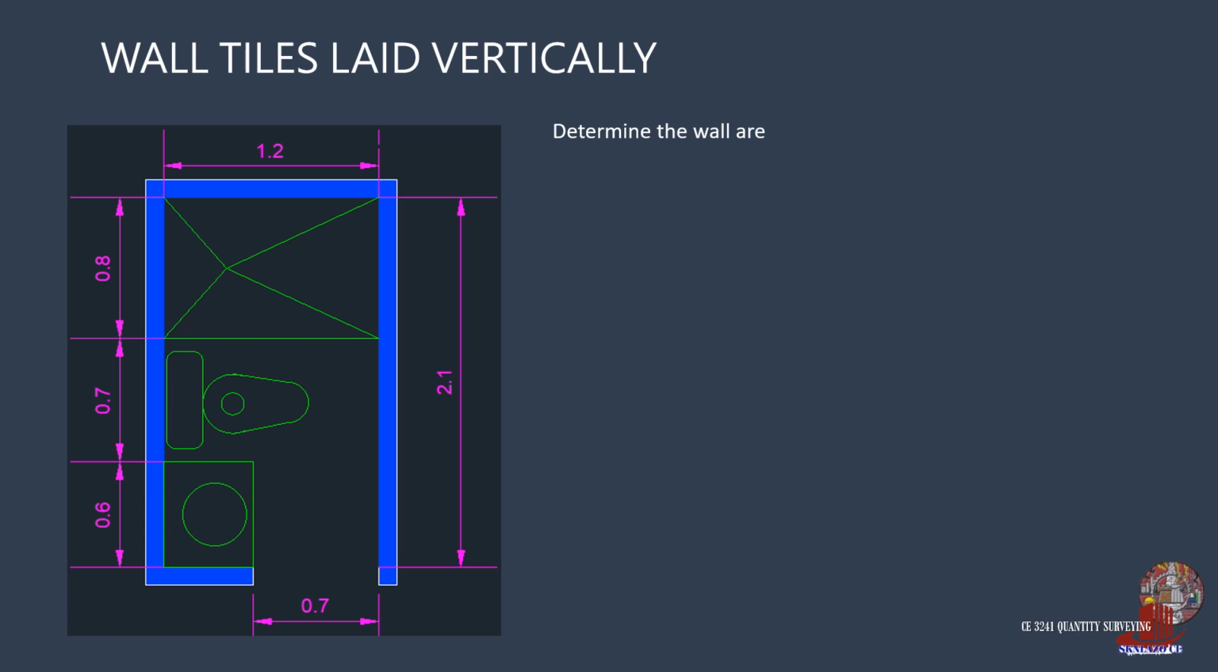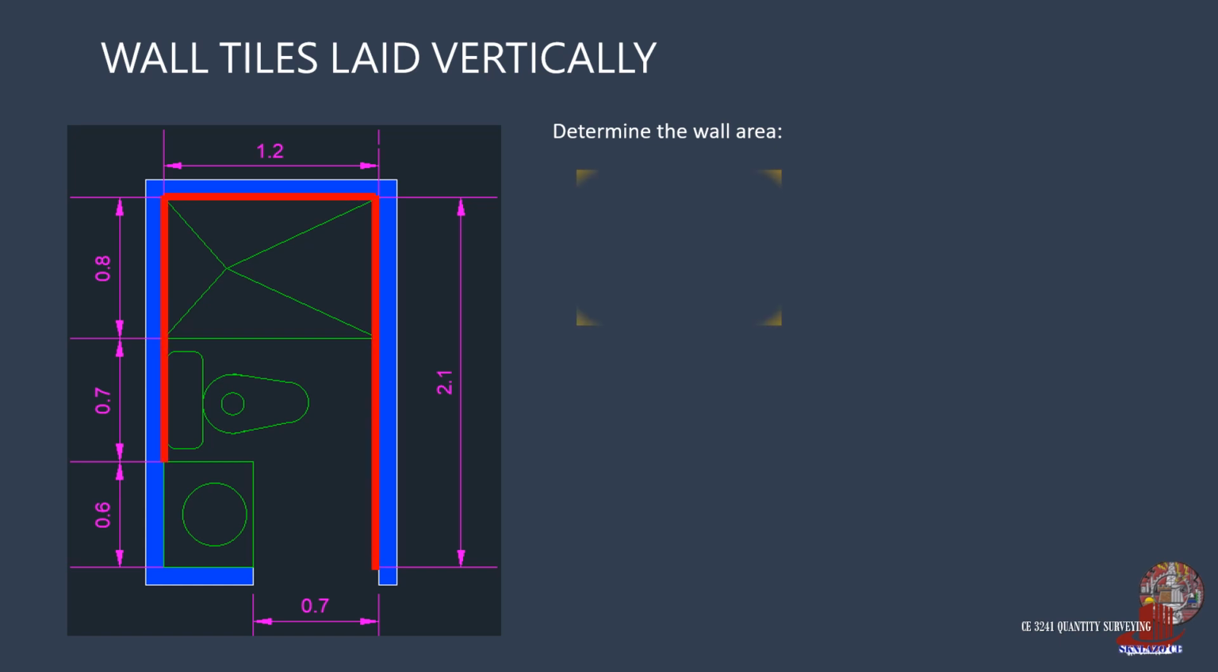Now compute the wall tiles laid vertically. The height of the wall tiles is 1.5 meters, but the walls by the lavatory have reduced height of 0.5 meter. This height is taken from the total height of 1.5 less the height of the lavatory, which is 1, leaving 0.5 meters. Identify the wall areas to be estimated.